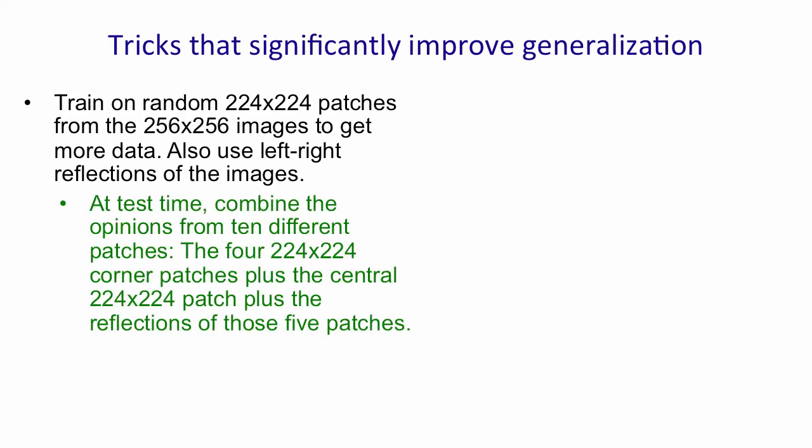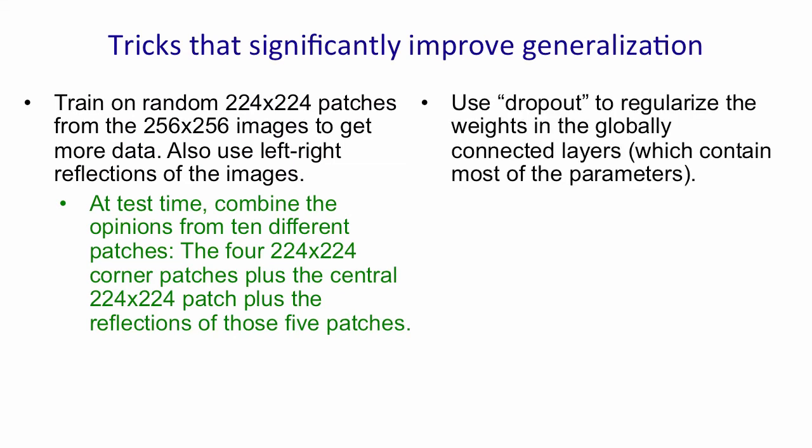At test time, he doesn't just use one patch. He uses a number of different patches. The four corners, the middle, that gives him 5, and then the left-right reflections of all those, that gives him 10. He runs all 10 through the network, and then combines their opinions. In the top layers, where most of the parameters are, he uses a new regularization technique called dropout, which is very effective, and stops the network overfitting. That's worth several % in his results.